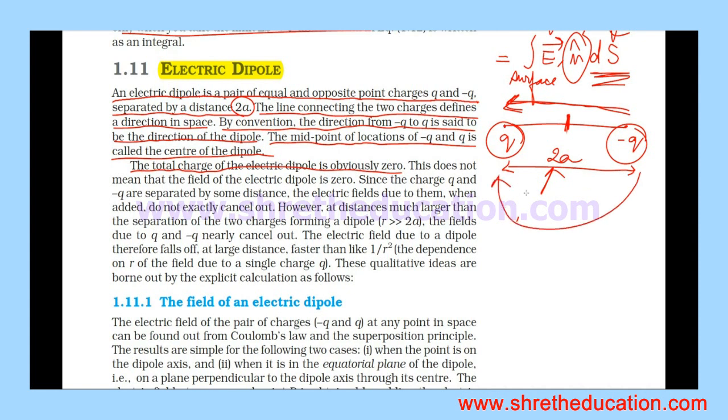The total charge is zero because the charges are equal and opposite. But this does not mean that the field of the electric dipole is zero.